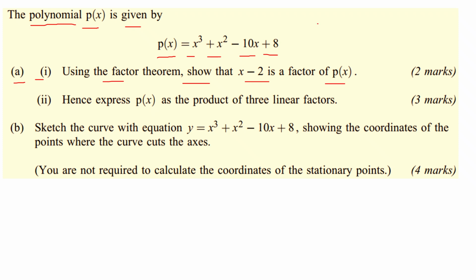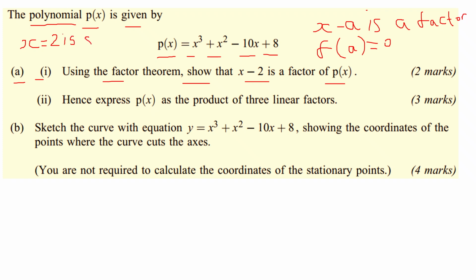So remember, the factor theorem says if x minus a is a factor, that means f of a, so subbing in x equals a, must be equal to 0. So if x minus 2 is a factor, that means x equals 2 is a solution, right? We have to now show that when we sub in p of 2, we get 0. So our job is to prove that p of 2, when we sub in x is 2, we get 0. So we're going to have what?